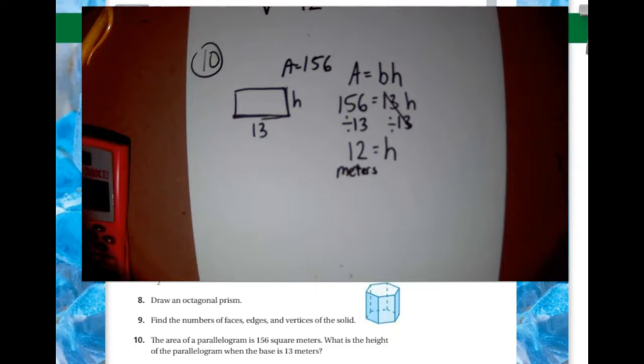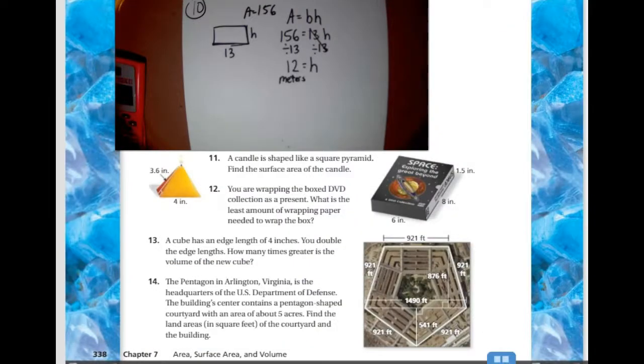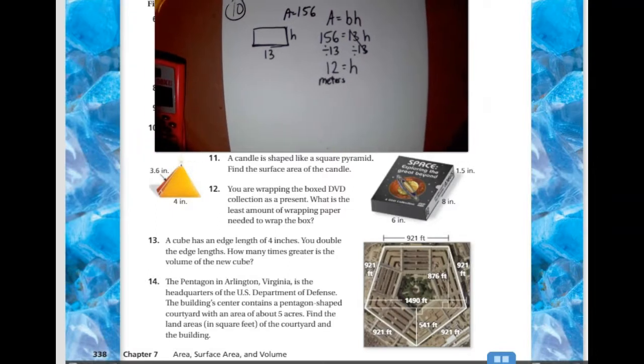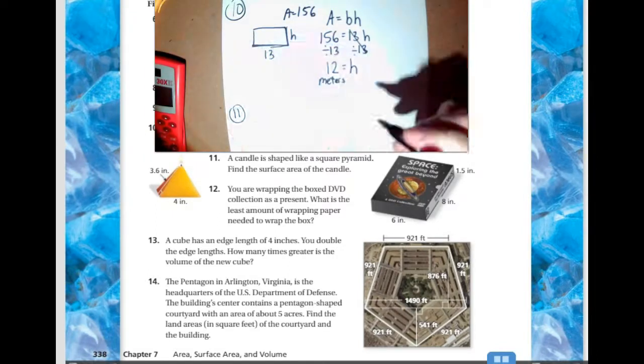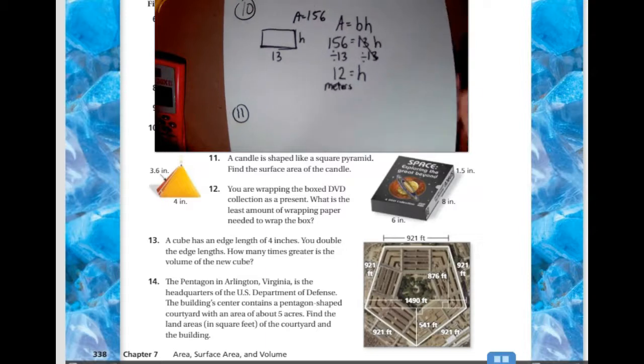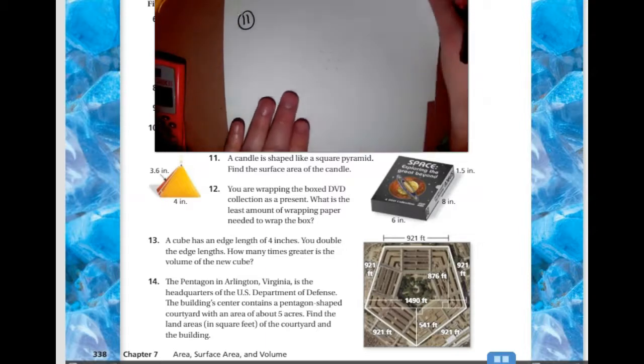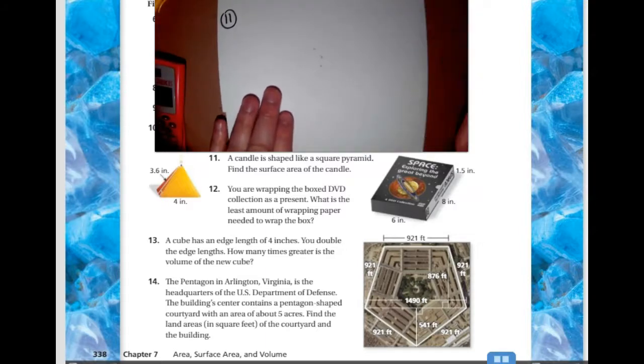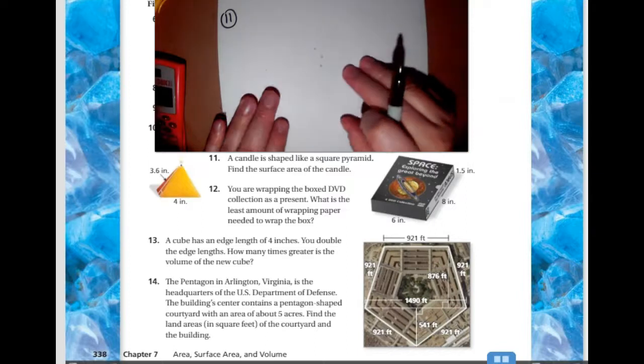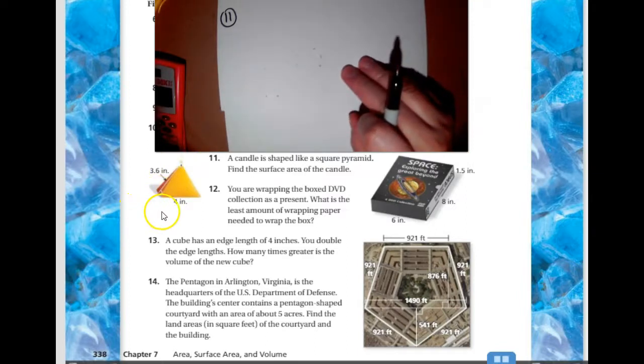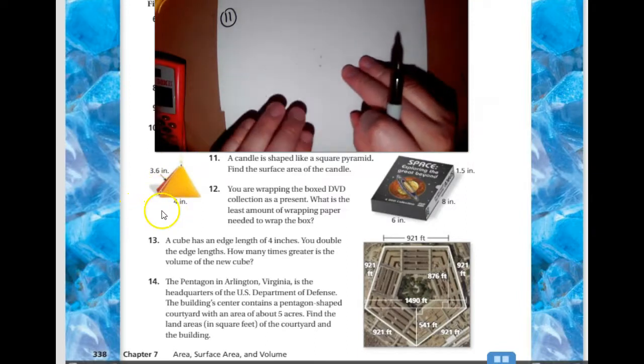As I scroll down here, there we go. Now we're looking at number 11. All right, so number 11. Move my page up a little bit. It says a candle is shaped like a square pyramid. Find the surface area of the candle. And the candle is given to you here in this drawing. This yellow thing is the candle, right? It does look like a square pyramid.